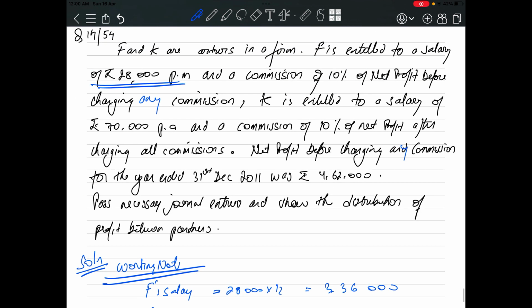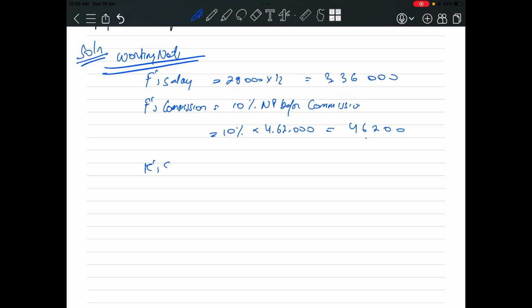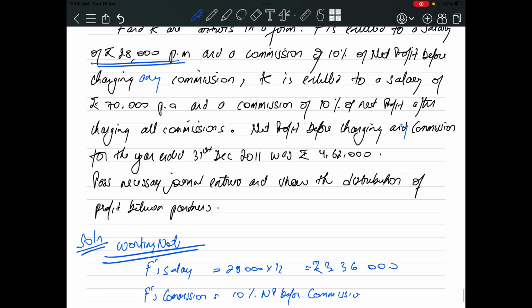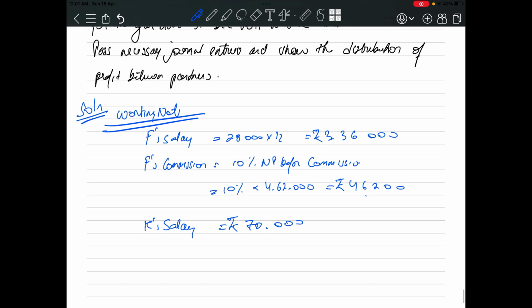Now let's talk about K. K is entitled to a salary of 70,000 per annum. So K's salary is equal to how much? 70,000. No problem up to this point. Now K is also entitled to a commission of 10% of net profit after charging all commission. Now the important part will come. This was very simple up to this point.